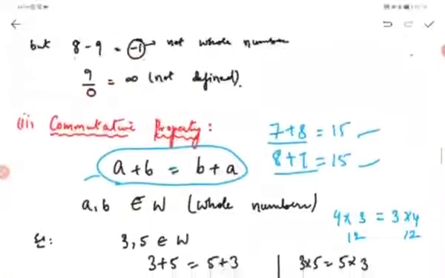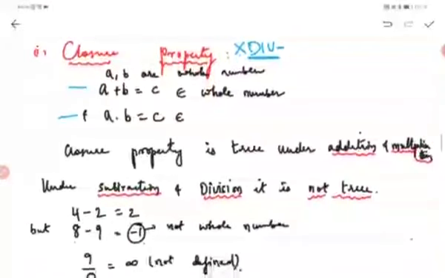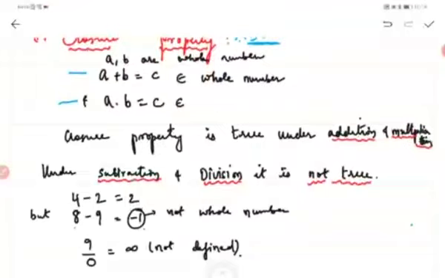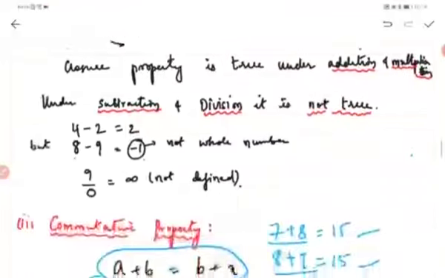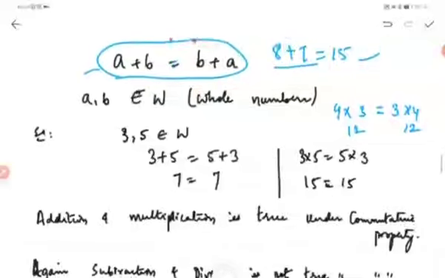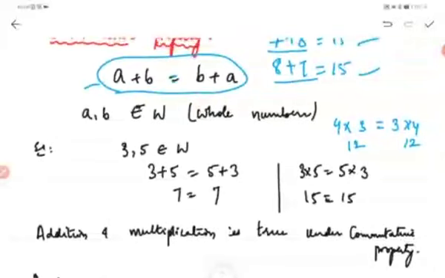So how many properties had we seen before? Two properties. Closure property. Closure property is what? In the closed set of whole numbers, when you add or multiply any two numbers, they belong to the whole numbers. That means closure property is true only under addition and multiplication. And commutative property is the same, it is true only under addition and multiplication.